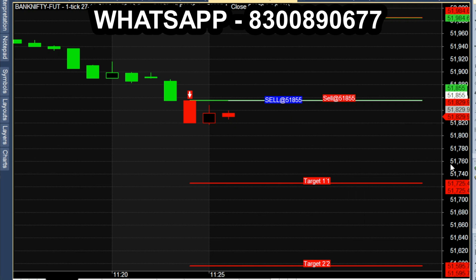Can you see that straight white line from red candle? That white line is the entry line. Below the line is a target line. The above line is the stop loss line. 855 is the entry. 725 is the first target line. It's a 130 point first target range.